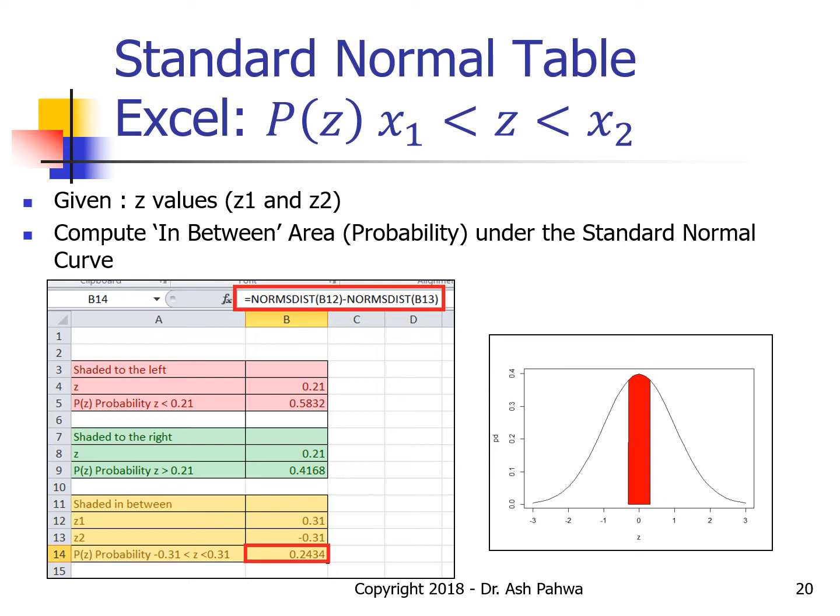It is telling us that almost 1/4 of the data is going to fall in this region where the z-values are plus 0.31 and minus 0.31. So with our total probability as 0.2434, 1/4 of this entire data is going to fall within these two boundaries, where the z-values are 0.31 and minus 0.31.